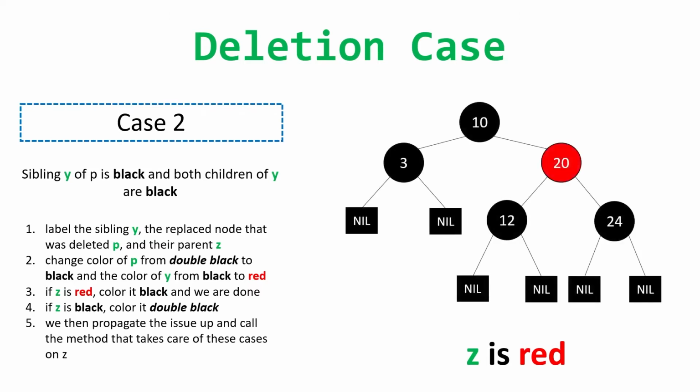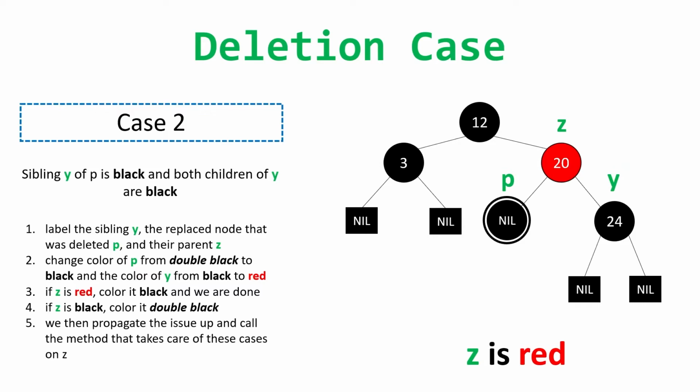Okay. Now let's delete 12. Again, this is just a normal binary search tree deletion. We promote the null node, and we have to make it a double black so we can temporarily solve the black depth property issue. Well, the node that we deleted or promoted is P. We label the sibling Y and their parent Z. We're not worried about anything being X in case number 2.